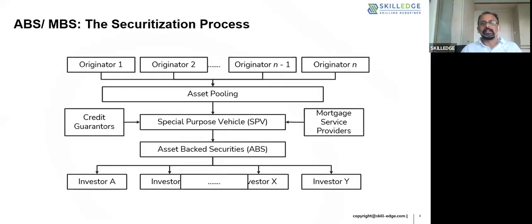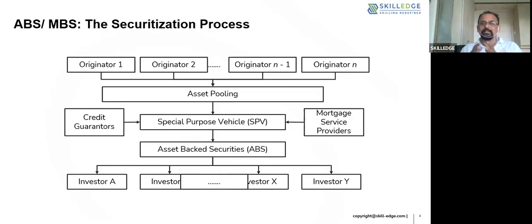Now, what exactly is this securitization process? These ABS or MBS are derivative securities. That is, they are created on the back of some other securities. I'll talk throughout now on MBS only, but you should keep in mind it could be anything other than mortgages also, like a vehicle loan or credit card portfolio.